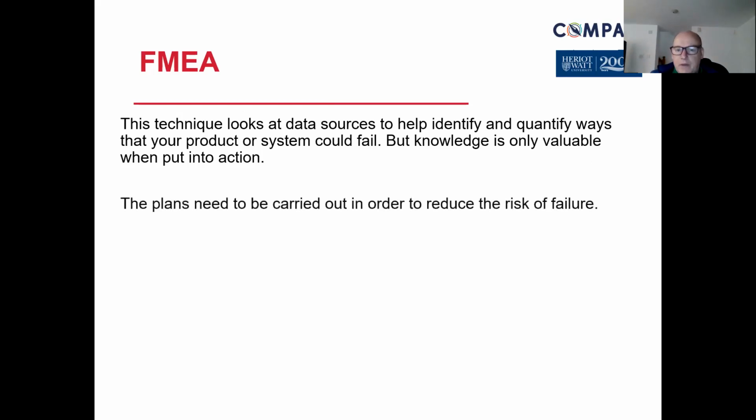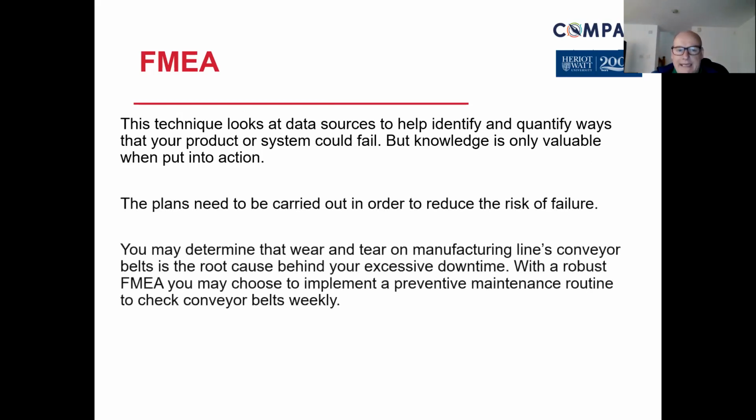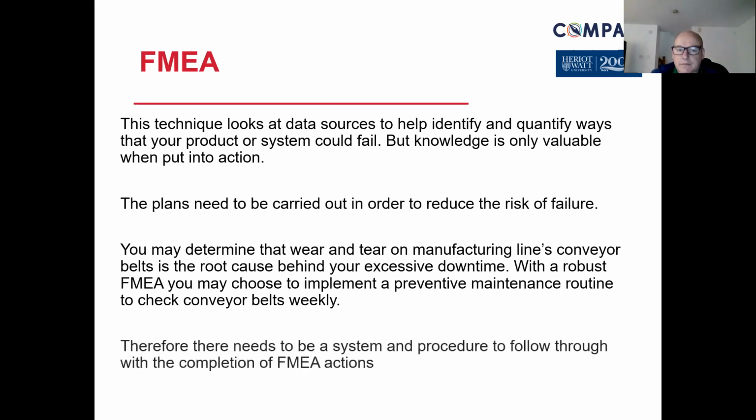So from that, you'll look at failure, your planning, how you can control it, and then you'll make it as safe as you possibly need to. Quite often, it is what some would say is root cause analysis. It's a robust system, implements a preventative maintenance routine to check things further on. So there needs to be a system and a procedure to follow through with the completion of the FMEA actions. Who's going to do it and what they're going to do about it.